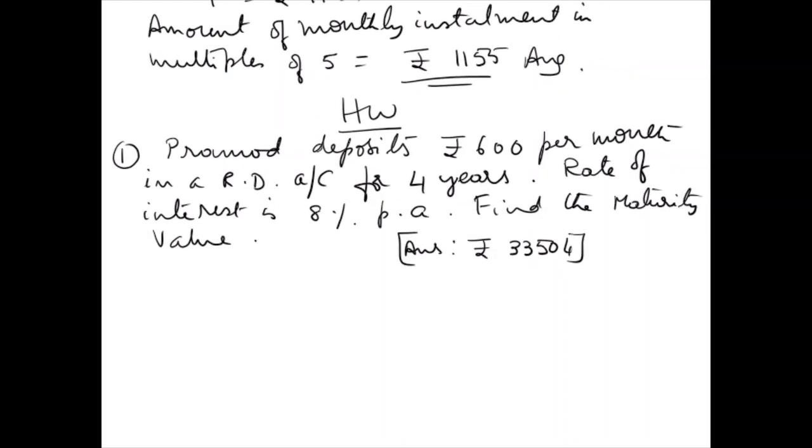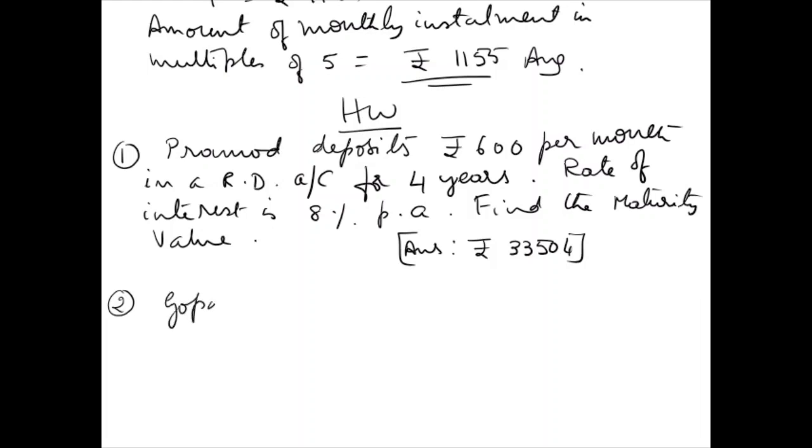Then the next question you try on your own. Unless you try it out you will not know whether you have really understood or not. If you have any doubt, you can ask me. The next question I am writing down. This Pramod one was a direct question, where you have to directly find the maturity value. Now the next variety is where you have to find the rate. So you do this as homework.